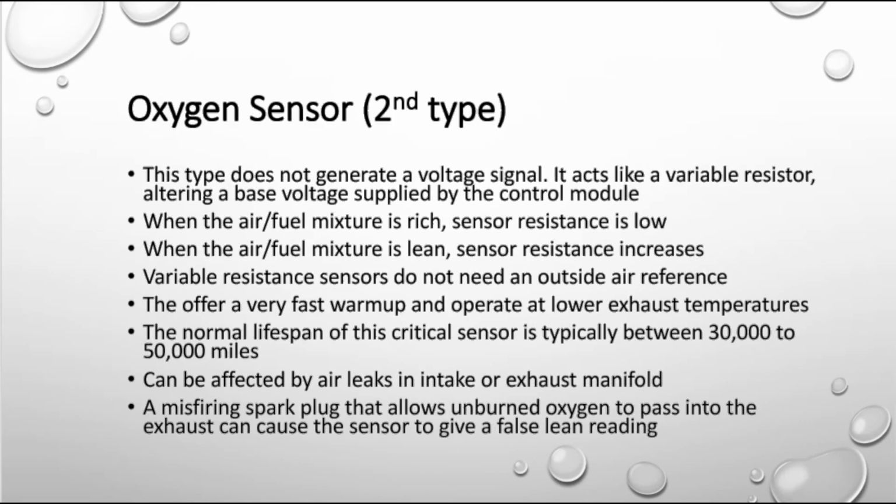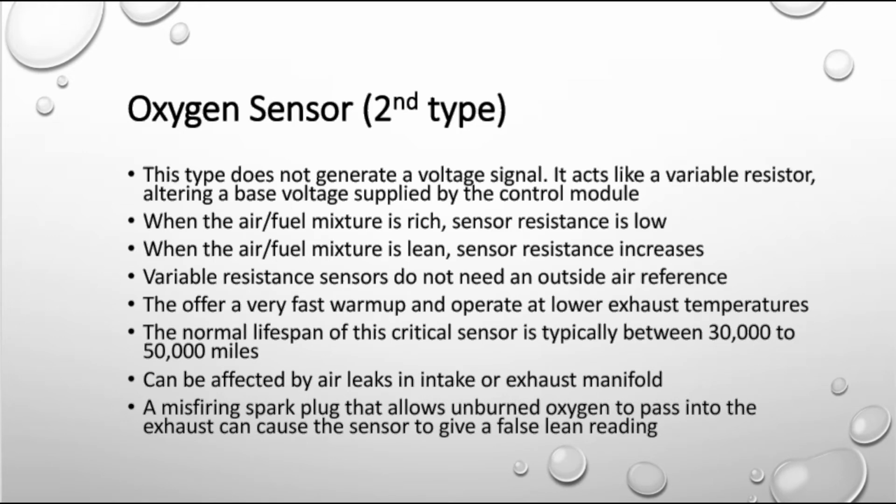The second type of oxygen sensor does not generate a voltage signal. It acts like a variable resistor, altering a base voltage supplied by the control module. When the air-fuel mixture is rich, the sensor resistance is low. When the air-fuel mixture is lean, the sensor resistance increases. Variable resistance sensors do not need an outside air reference. They offer very fast warm-up, and operate at lower exhaust temperatures.